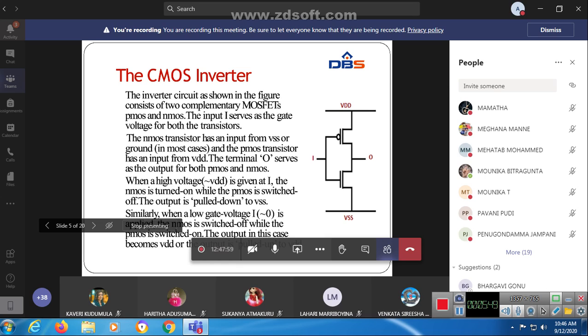At that time we call this device the pull up device. Here the PMOS transistor works as a pull up device, and the NMOS transistor we can call a pull down device. That means the logic is pulled down to the ground, so that's why we call it a pull down device.